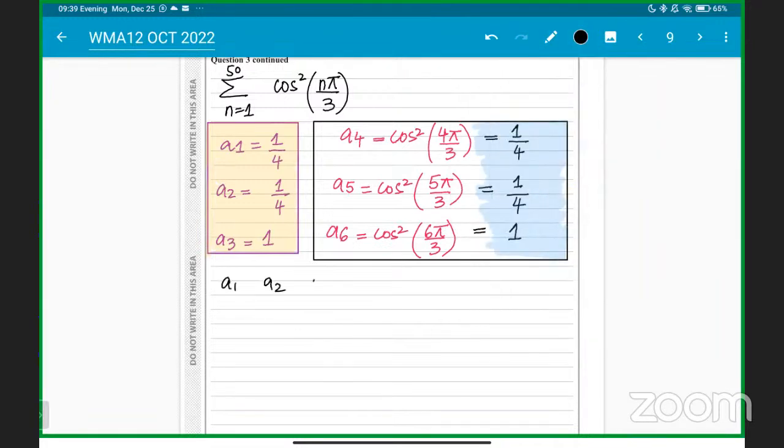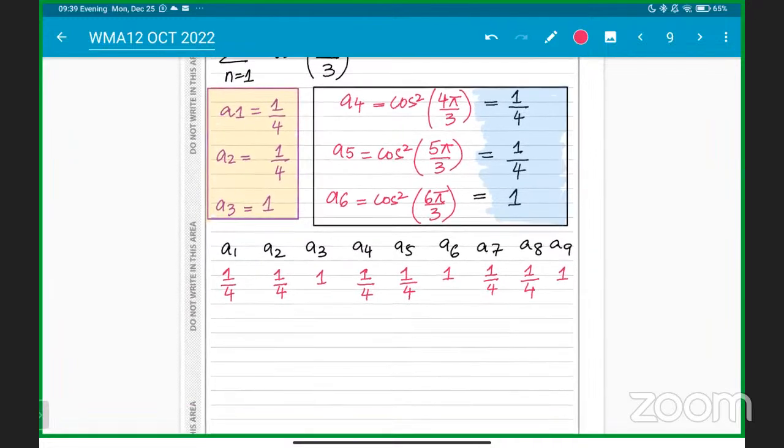A1, A2, A3, A4, A5, A6, A7, A8, and A9. Okay, so this is the pattern. For the first 3 terms, it will go like this, and then it is going to go like this again and again. Getting it? Everyone following? Understood? Is everyone getting it, guys? Can anyone hear me?